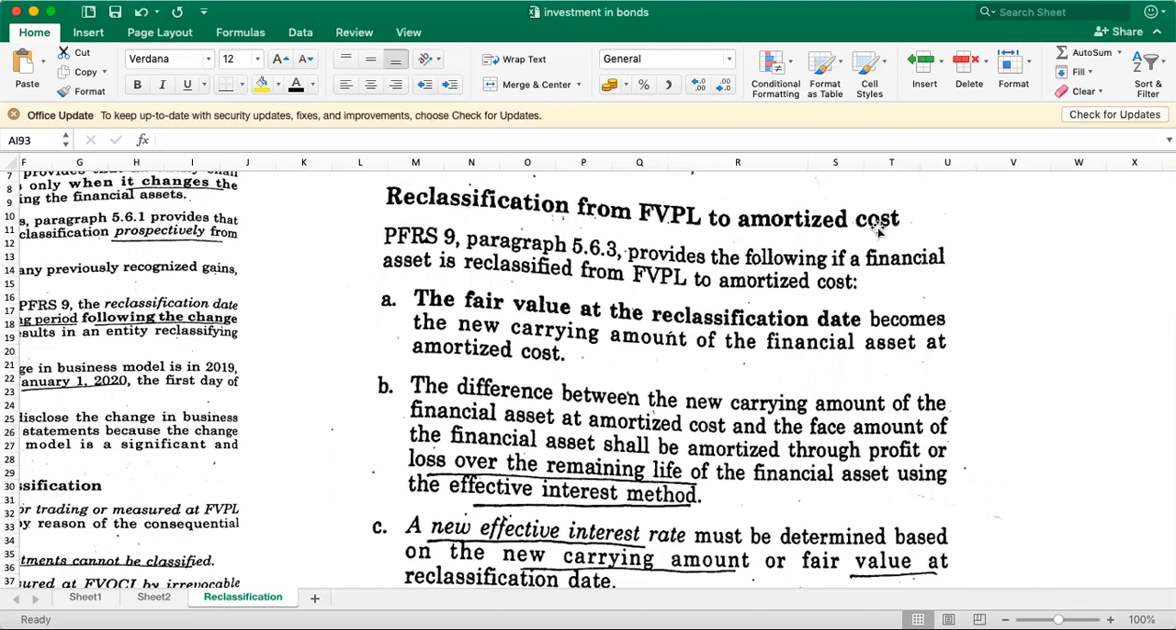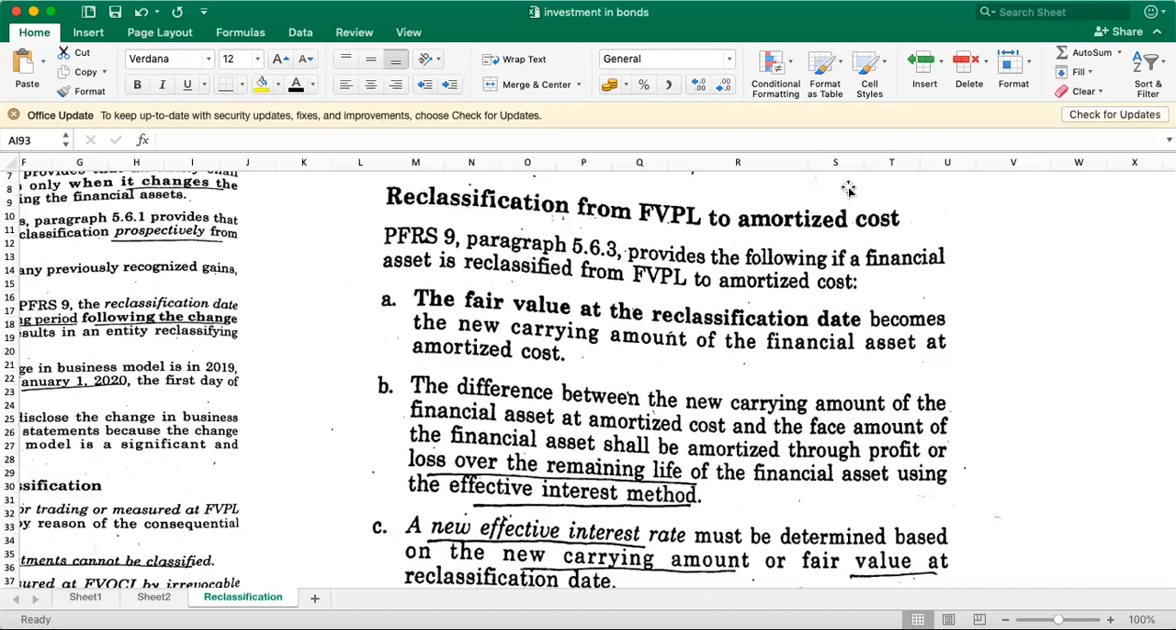So anong gagawin natin if we reclassify the FVPL to amortized cost? Sir, anong case pag ma-reclassify to, 'di ba? Since not defined yung business model under FVPL, what if the company decided to change the business model to hold to collect? Because hold to collect and SPPI is under amortized cost, classified as amortized cost. So, from not defined business model to hold to collect business model. So, from FVPL to amortized cost. Ano yung requirement if this is the case, this is the reclassification. So, ito, the fair value at the reclassification date becomes the new carrying amount of the financial asset at amortized cost, di ba? Initial measurement, fair value. Subsequent measurement, fair value. How about amortized cost? Initial measurement, fair value plus transaction cost. Subsequent measurement is at amortized cost.